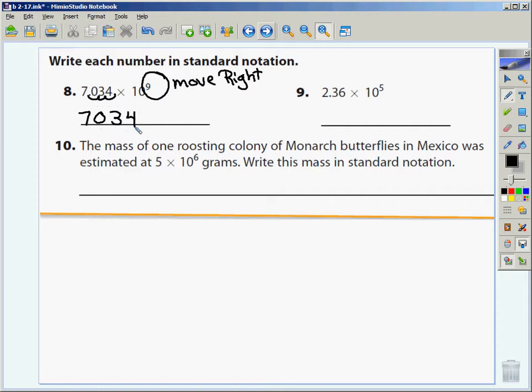I've moved it 3 places already, right? How many more places do I need to move it? 6. So how many zeros am I going to add? 6. And do yourself a favor. When you're done, put the commas in your answer so that it's easier to look at and see whether it's right or not.